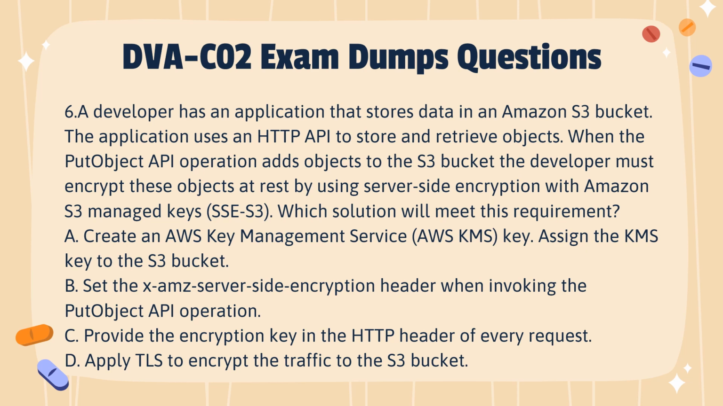A. Create an AWS Key Management Service (AWS KMS) key. Assign the KMS key to the S3 bucket. B. Set the x-amz-server-side-encryption header when invoking the put_object API operation. C. Provide the encryption key in the HTTP header of every request. D. Apply TLS to encrypt the traffic to the S3 bucket.